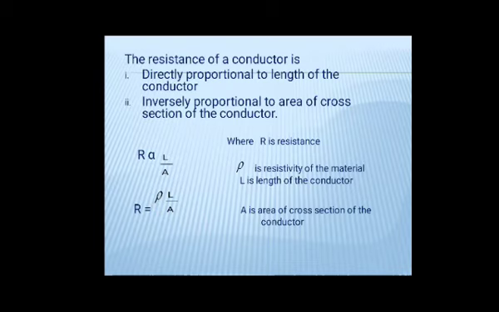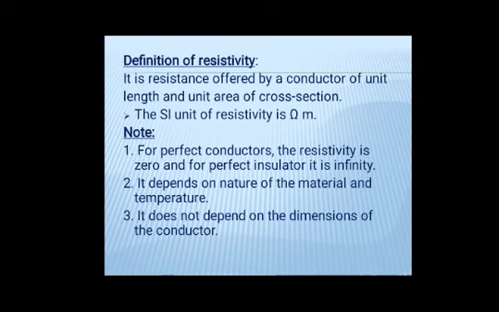In this expression, say if you substitute L is equal to 1 meter and A is equal to 1 meter square, we get R is equal to rho. So the definition of resistivity is, it is resistance offered by a conductor of unit length and unit area of cross section. SI unit of resistivity is ohm meter.